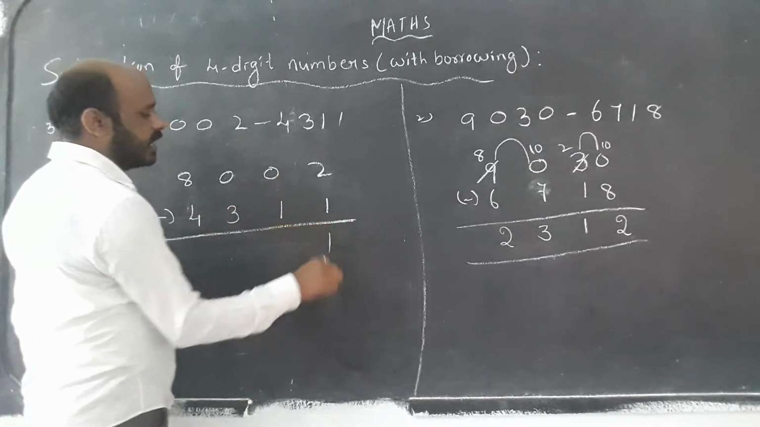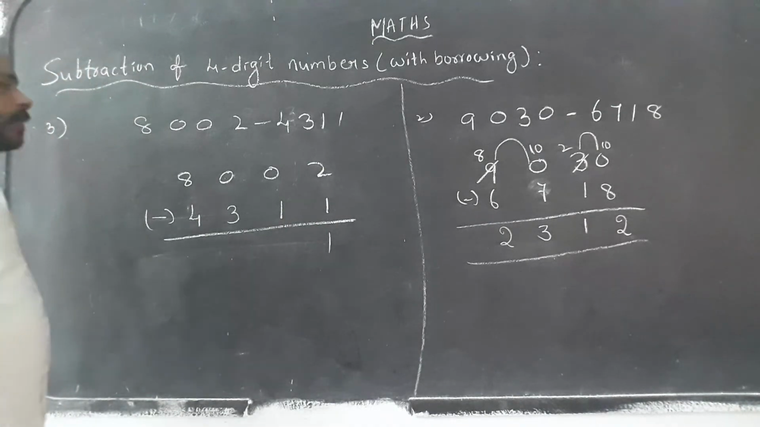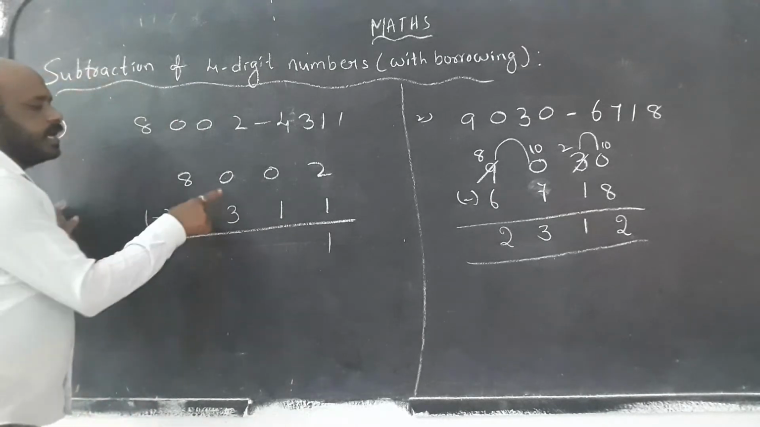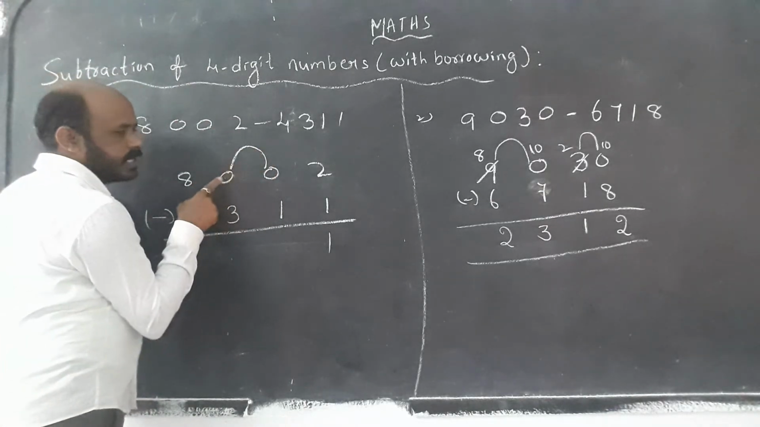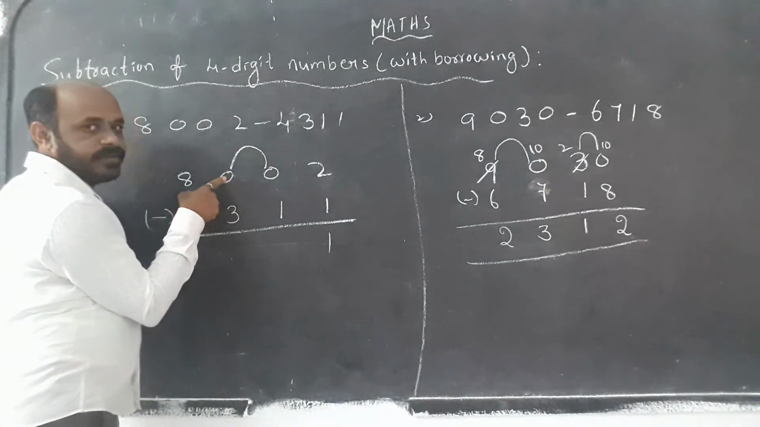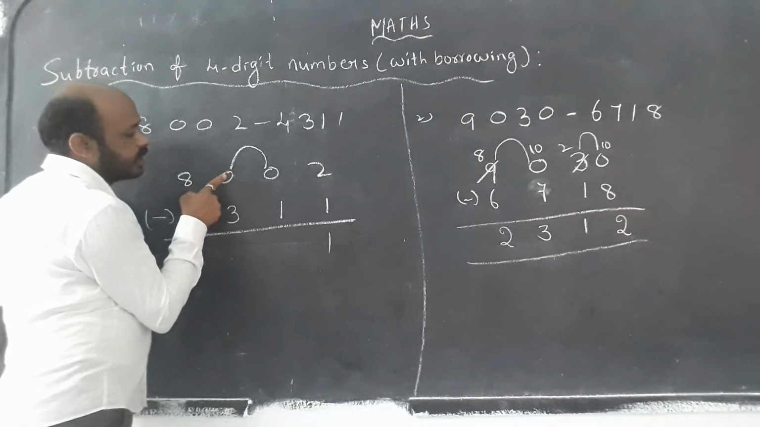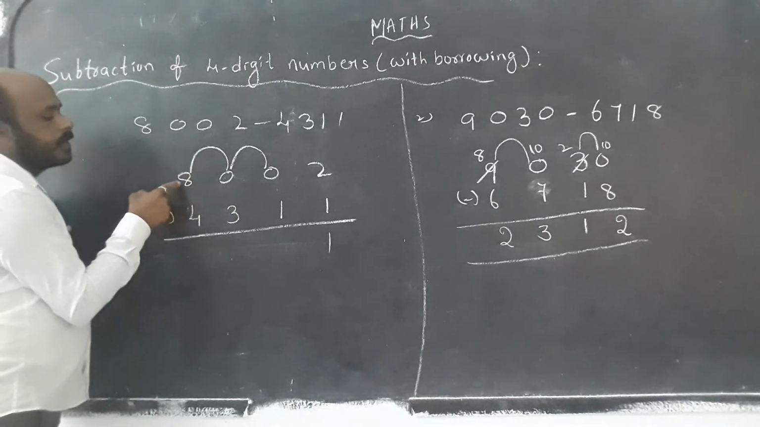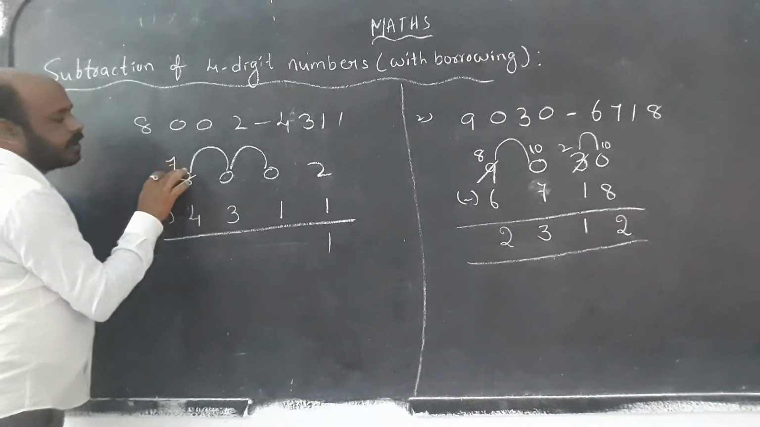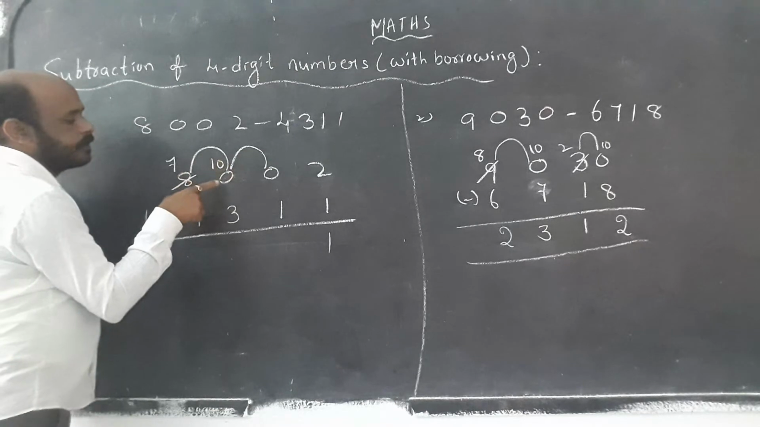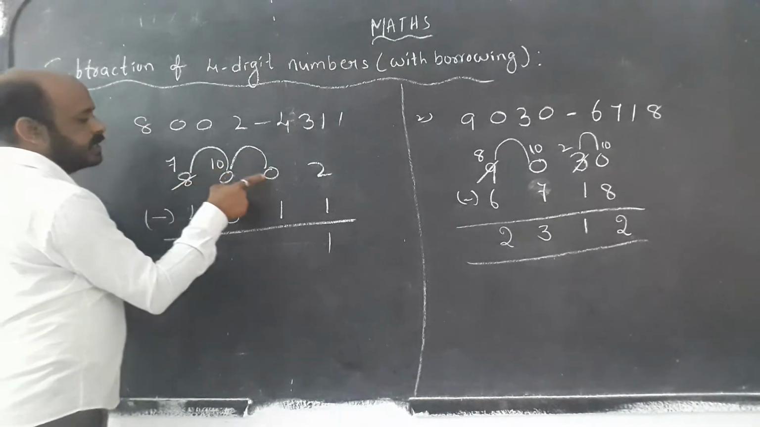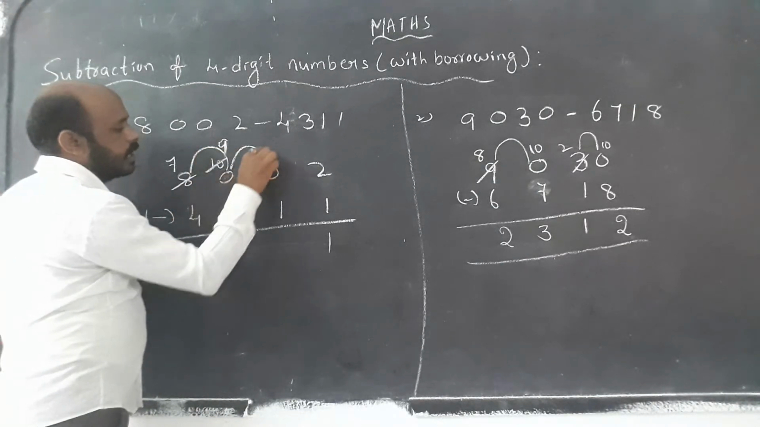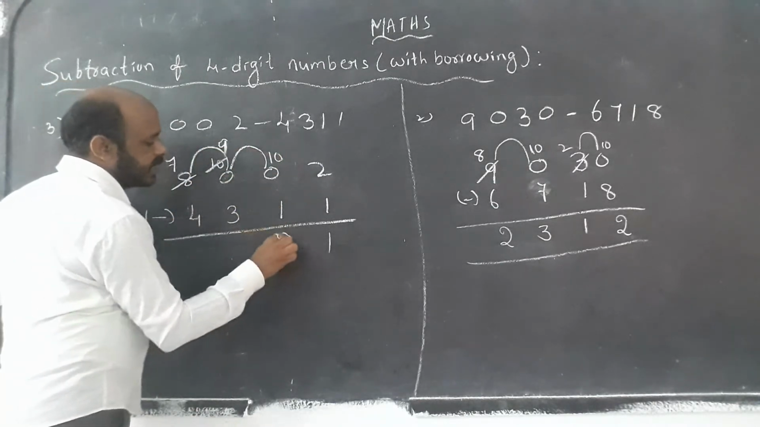2 minus 1 is 1. See here, we can't remove 1 from the 0. 0 needs help from the before number. The before number also has 0, which has no value. The 0 cannot help the other 0. Then again 0 asks the before number, so 8 becomes 7. From here to here we already got 10. Then this 0 again asks for help, so this becomes a 9. Then 10 minus 1 is 9.